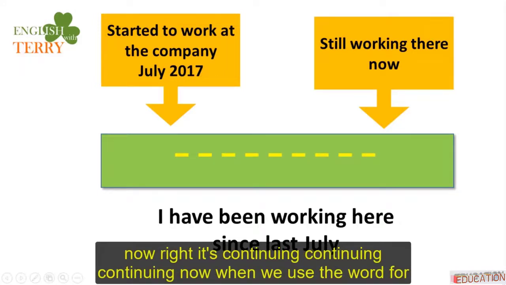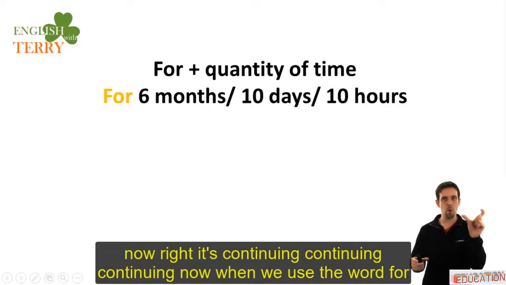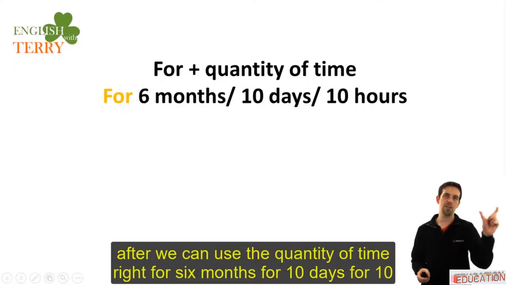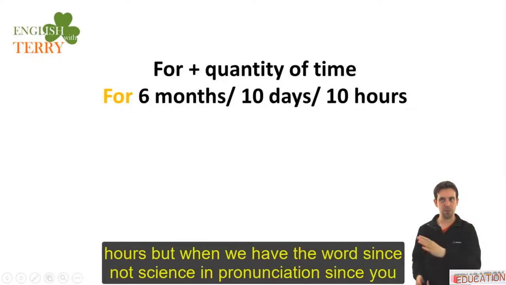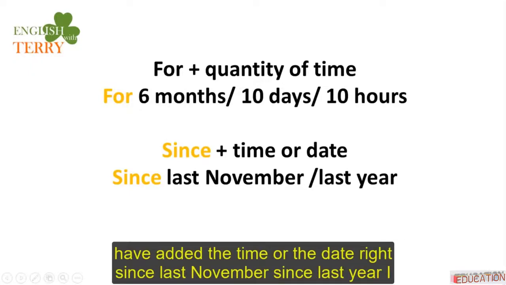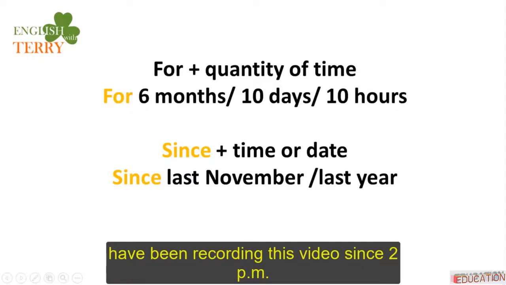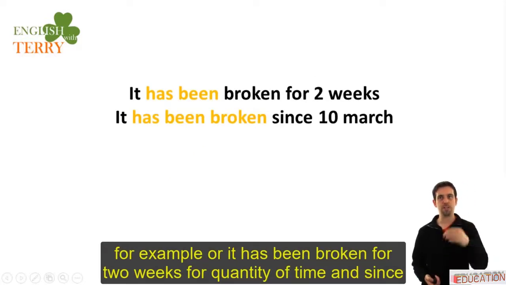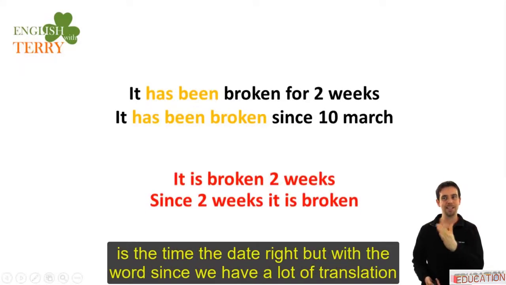It's continuing. Now, when we use the word for, after it we can use the quantity of time, right? For 6 months, for 10 days, for 10 hours. But when we have the word since, you have either the time or the date, right? Since last November, since last year. I have been recording this video since 2 p.m., for example. Or it has been broken for 2 weeks. For is the quantity of time, and since is the time and the date, right?